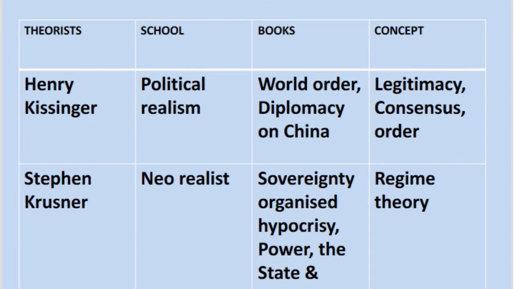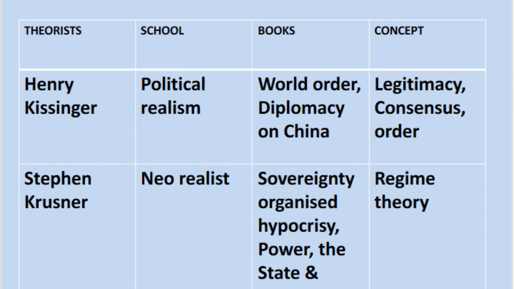Next one is Henry Kissinger. Henry Kissinger is also a realist. His important books are World Order, Diplomacy and On China. Another important concept he put forward is legitimacy, consensus and order. His major theories are based on these three concepts of legitimacy, consensus and order.